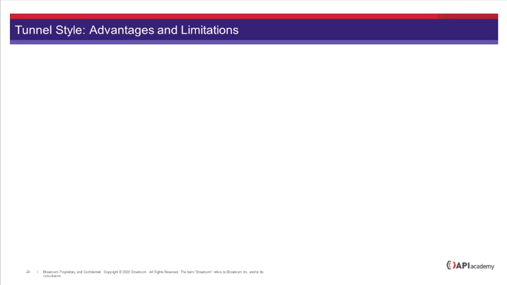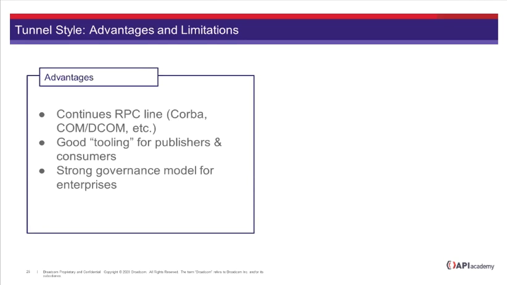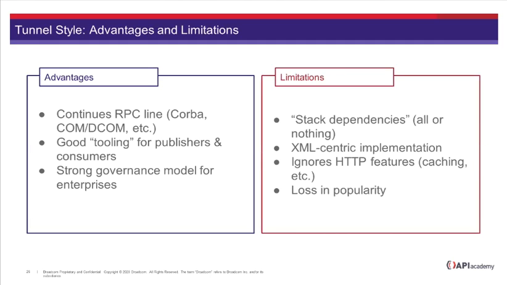Here are some advantages and limitations of SOAP. As an advantage, SOAP was a logical follow-up on standards such as COM or CORBA. There is a good toolset for SOAP services available for publishers and consumers. And because you can see all the metadata associated with services, there is a whole toolset around governing SOAP services for enterprises. As for the limitations, there are stack dependencies in that SOAP implementation would often tie you into a particular toolchain. SOAP is very XML-centric, built in XML, and therefore not very flexible.